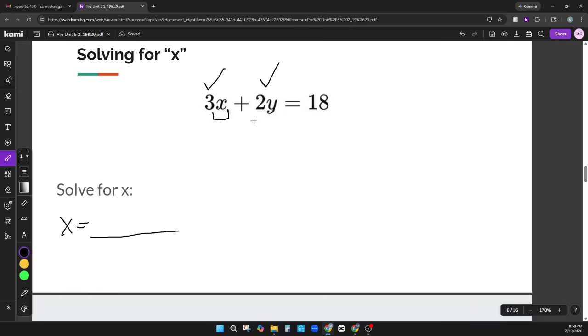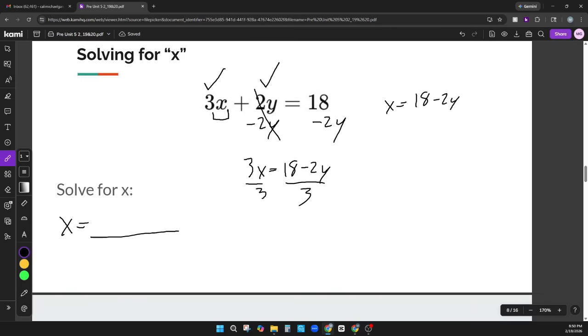Note, I'm getting rid of my 2y, not just the 2. I'm getting rid of the entirety of this whole thing. So since I have a plus 2y, the opposite has to be minus 2y. And that's going to cancel. I've successfully got rid of my 2y. But of course, what I do to one side, I must do the other. This becomes 3x is equal to 18 minus 2y. From there, now I'm free to divide out my 3, and I get x is equal to 18 minus 2y over 3.